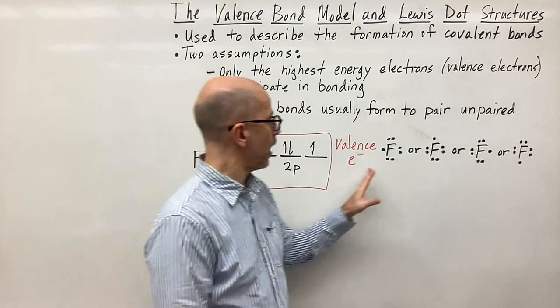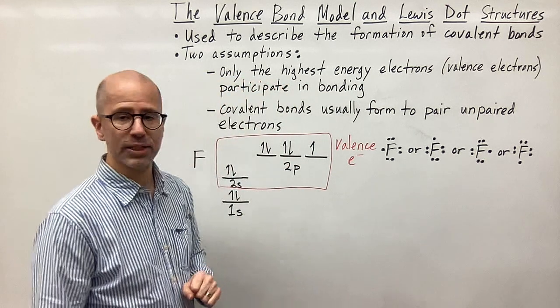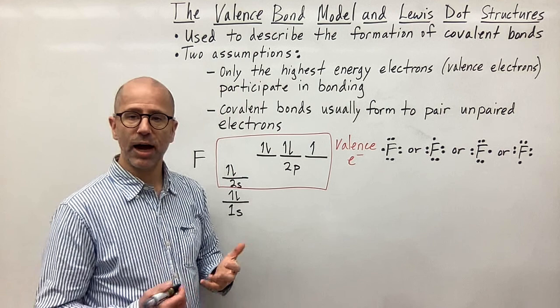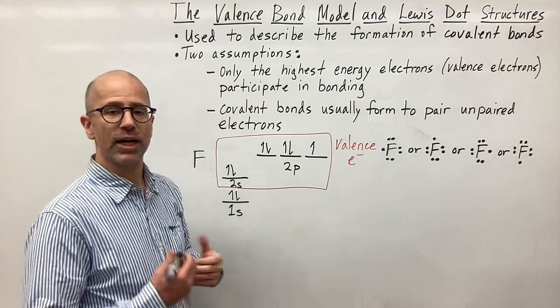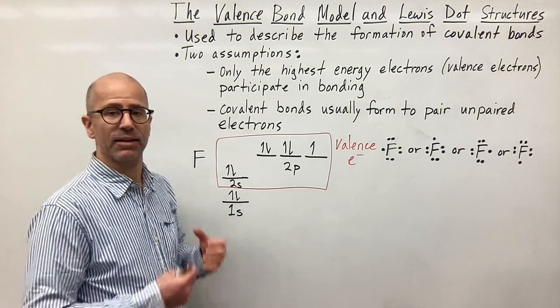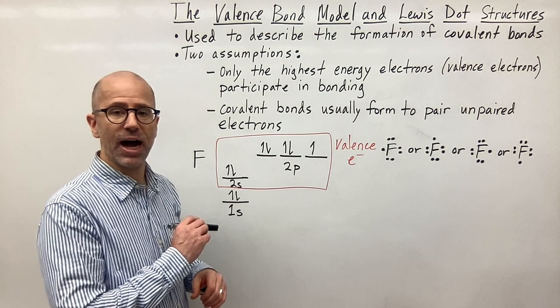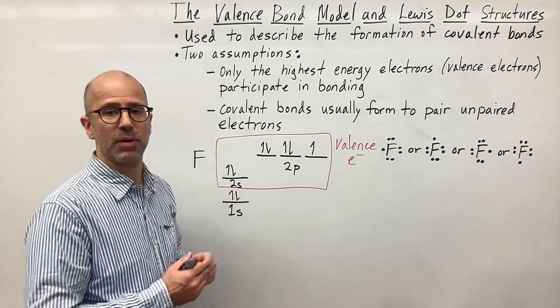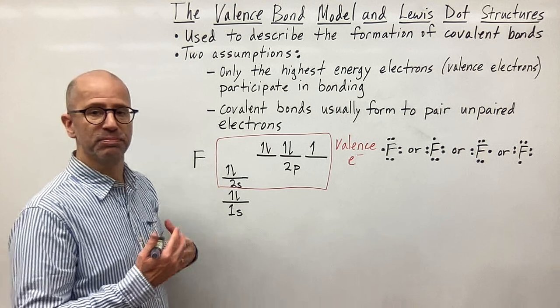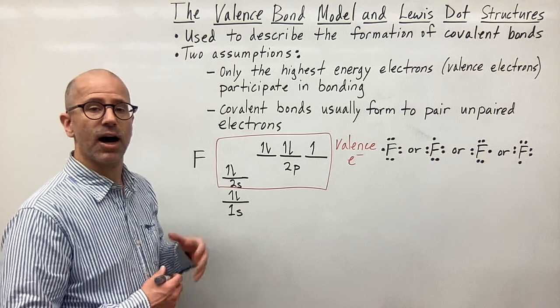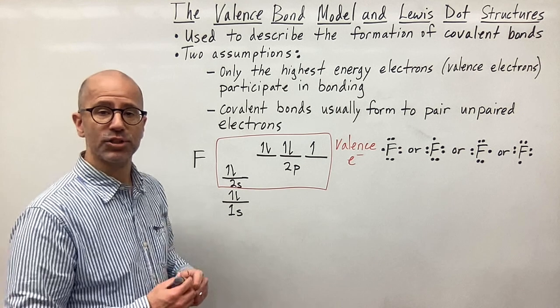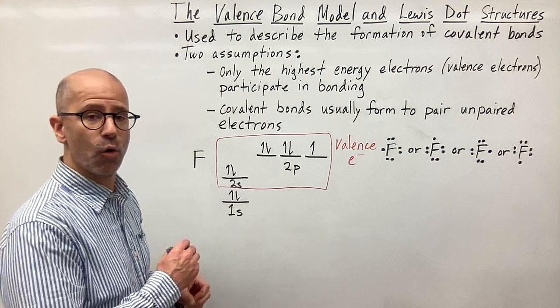So how do you get your Lewis dot symbol? Let's go over that really quickly. You get your Lewis dot symbol by taking the element symbol and putting the dots that correspond to the valence electrons around your symbol, and you do it in an orderly fashion.